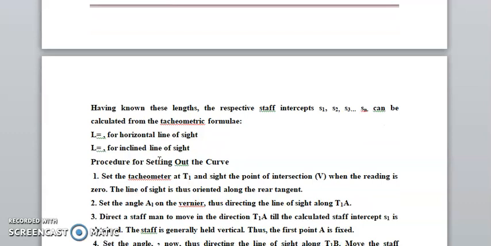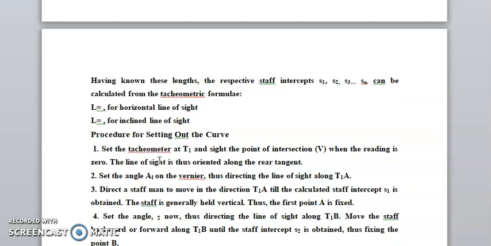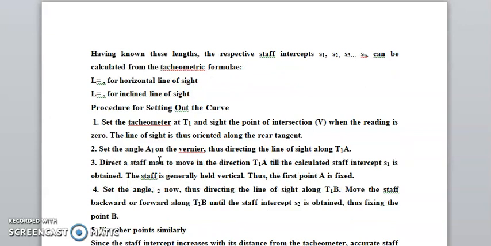Set the tachometer at T1 and sight the point of intersection with the reading of the circle at zero, thus oriented along the rear tangent. Set the angle δ1 on the vernier to direct the line of sight along T1A1. The staff man moves in the direction T1A1 till the calculated staff intercept is obtained. The staff is generally held vertically; thus the point is fixed. Set the angle for the direction T1B1, move the staff backward or forward along T1B1 until the staff intercept is obtained, fixing the point B. Fix the other points similarly.